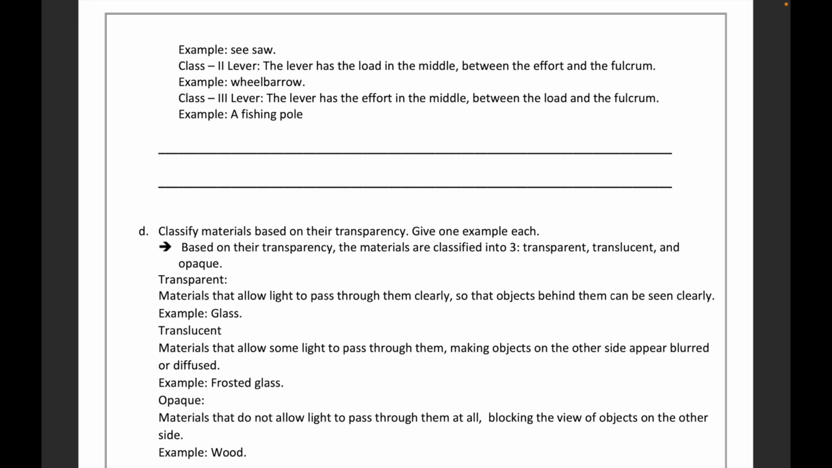Next, classify materials based on their transparency. Give one example of each. Based on their transparency, the materials are classified into three: transparent, translucent, and opaque. Transparent: materials that allow light to pass through them clearly so that objects behind them can be seen clearly. Example, glass. Translucent: materials that allow some light to pass through them, making objects on the other side appear blurred or diffused. Example, frosted glass. Opaque: materials that do not allow light to pass through them at all, blocking the view of objects on the other side. Example, wood.